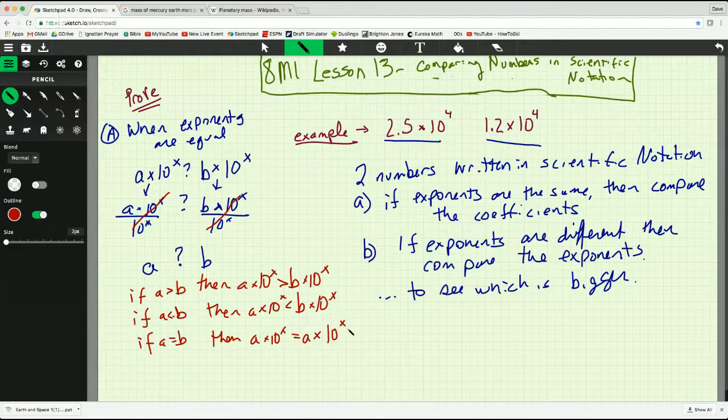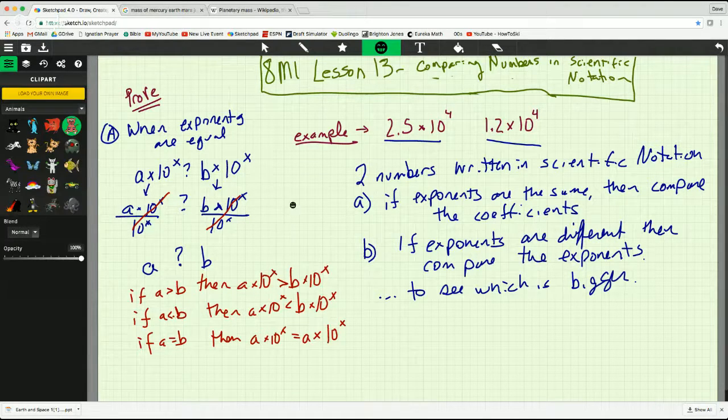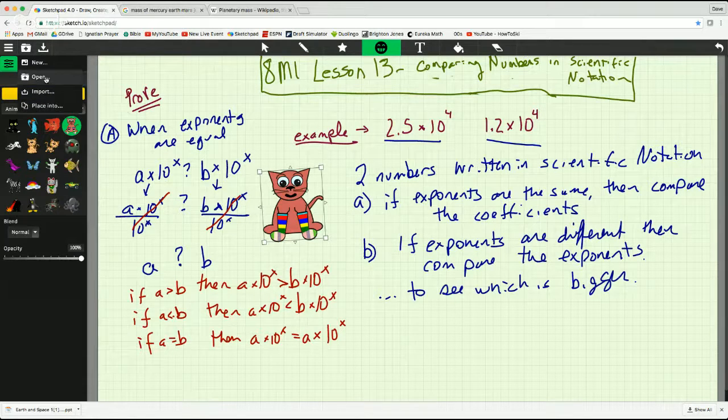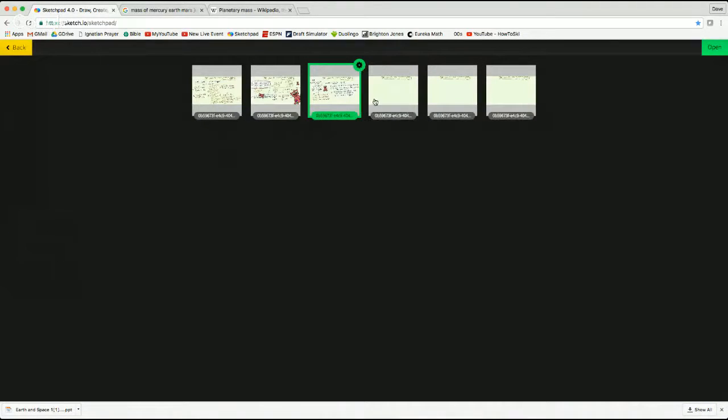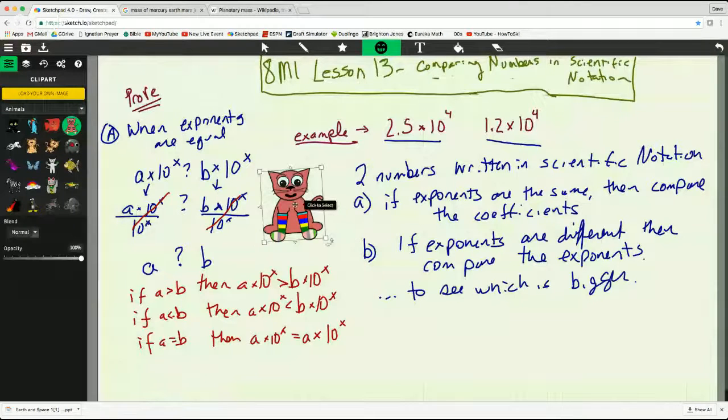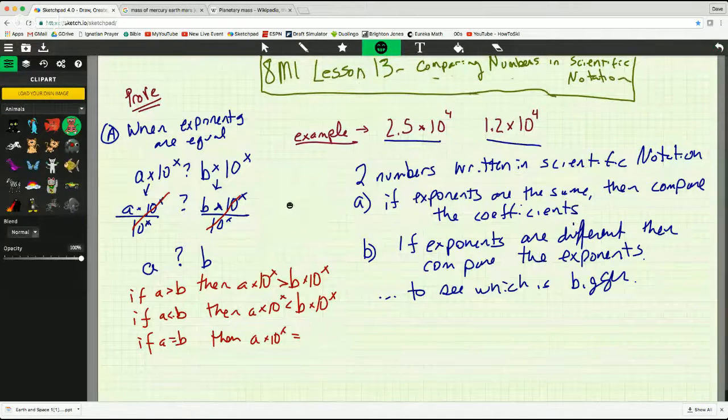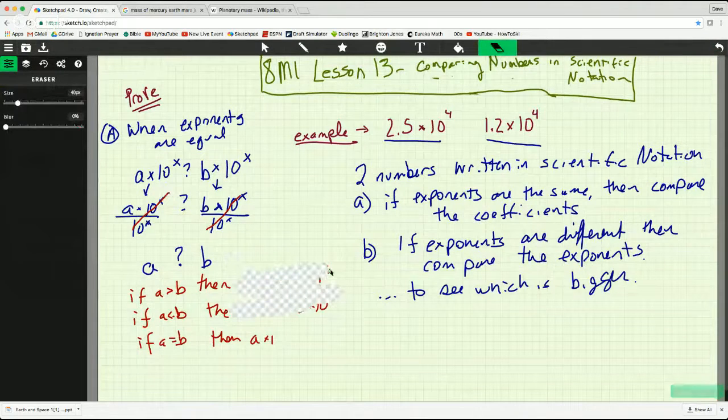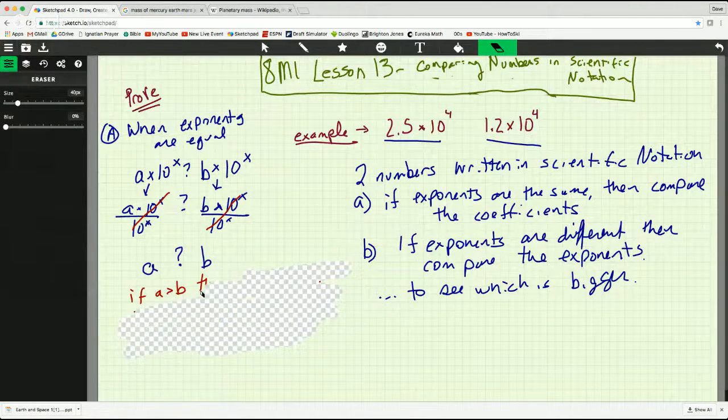Now we have to prove when the exponents are different. This is a little bit more, we have to be a little bit more formal. So, well, let's put our happy cat down. Happy cat. Now we're kind of out of room here, so we're going to make a new page. We're going to duplicate this page, open it up, and erase it all.